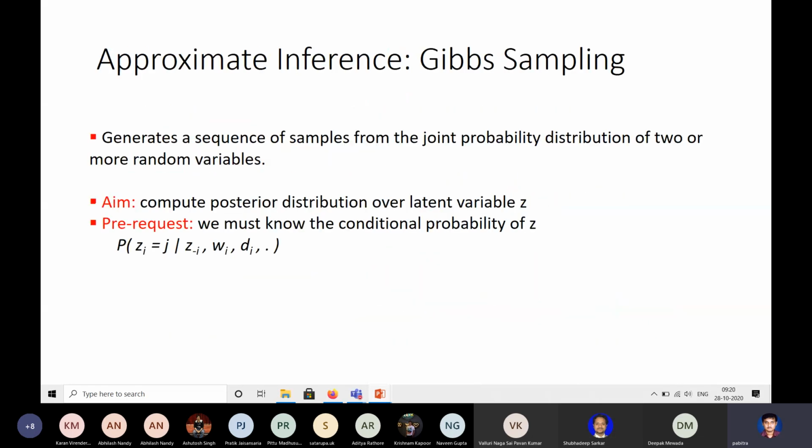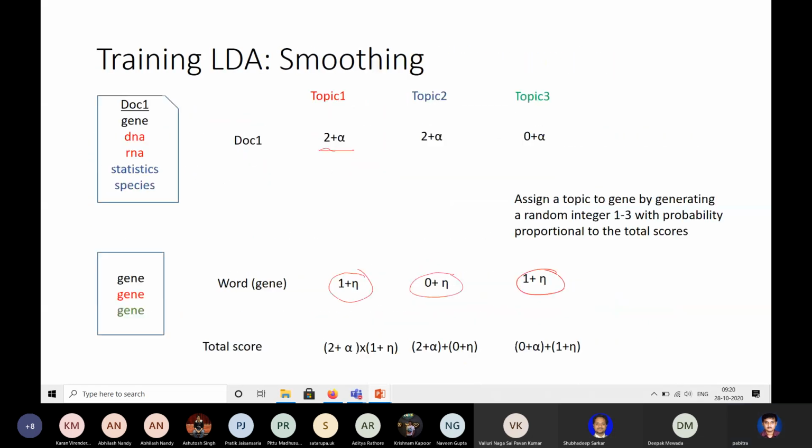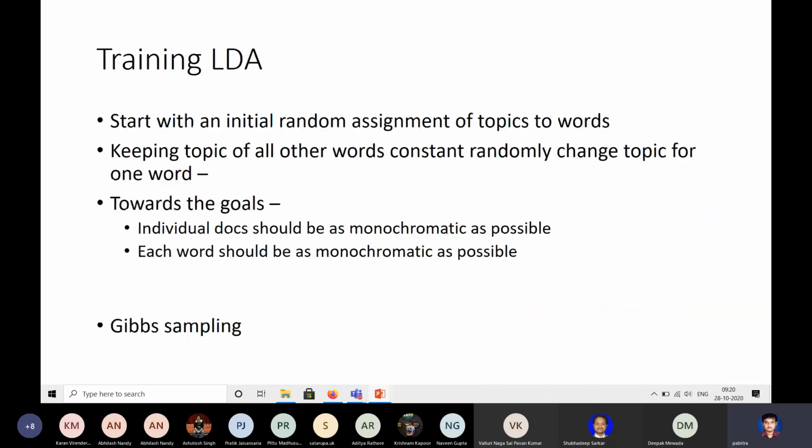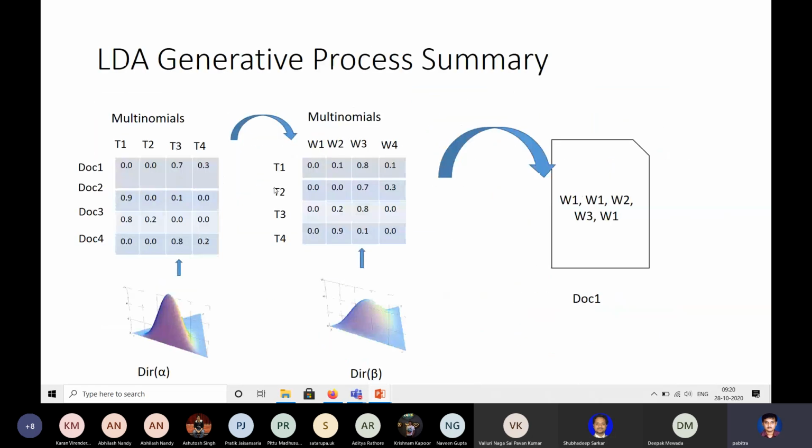For example, let me come back to this picture. Once I have got these final matrices after my learning, after convergence, with assumed values of alpha and beta, I can do many things. For example, I can find document to document similarity. What is the similarity between doc1 and doc2? I take the dot product, the cosine similarity, between these two vectors.